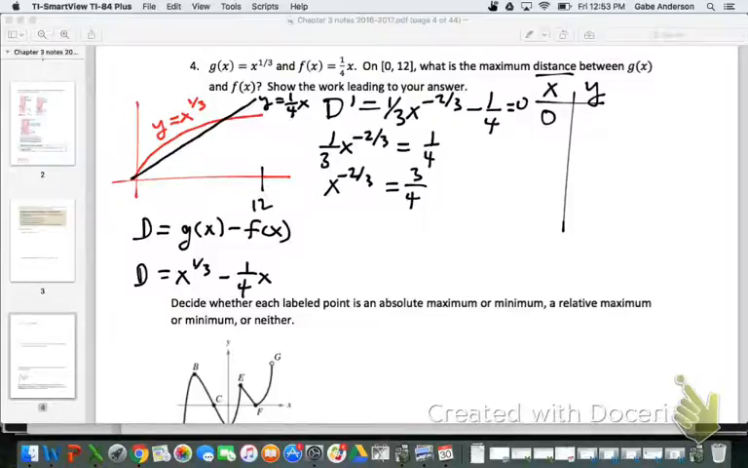Now what? How do we deal with this negative 2/3 exponent? You can write it as 1 over. Yep, I think that makes sense. 1 over x to the 2/3 equals 3/4. Now what? Multiply it over. Okay, good. So you'd end up with 1 equals 3/4 times x to the 2/3. Now what? Divide by 3/4, which is the exact same thing as multiplying by 4/3. I'll keep going here. We're definitely taking the long way around, but that's okay. 4/3 equals x to the 2/3.